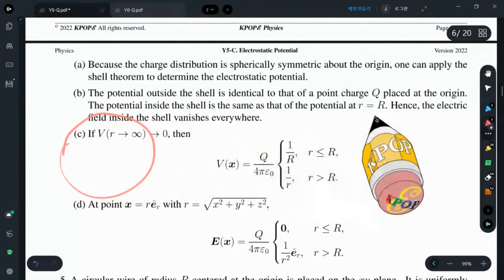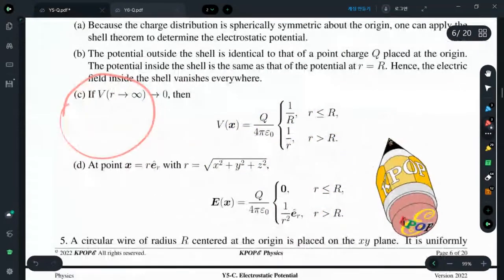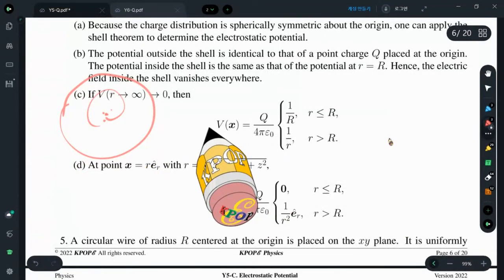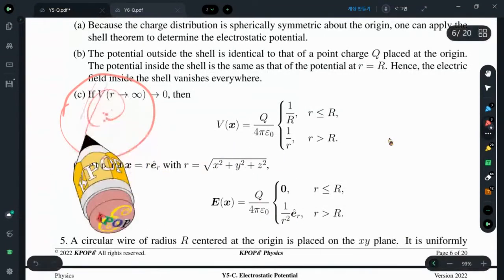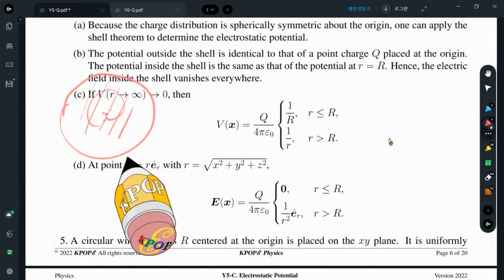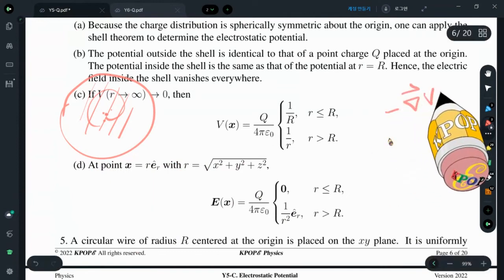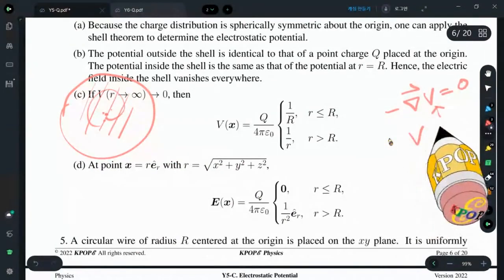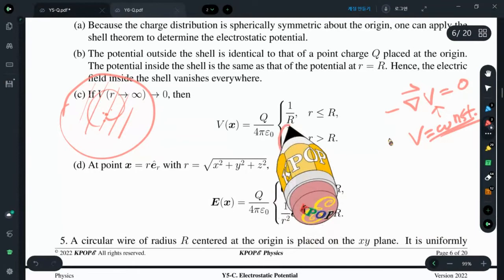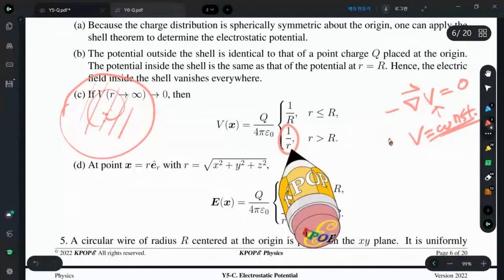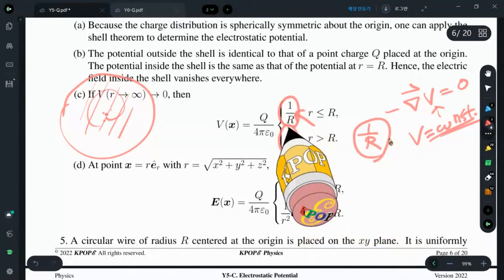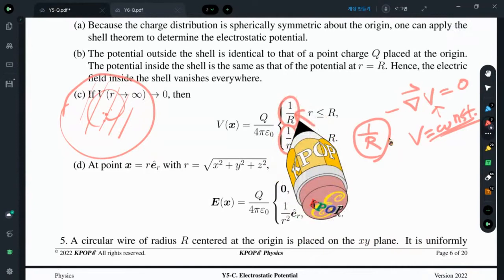Potential inside the shell: it is empty. Potential should be a continuous function, and inside the shell there is no electric field, so the potential should be constant. Minus the gradient of the potential equals 0 means the potential is constant. If I know this value and substitute the boundary value, that is 1 over capital R, and copy this result in here, this is a way to find this result.